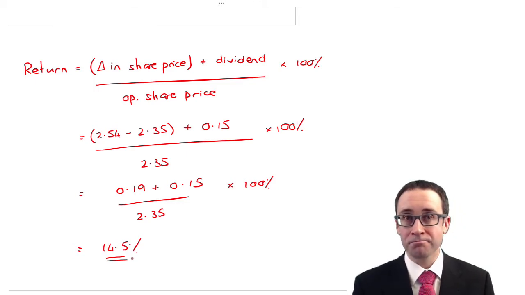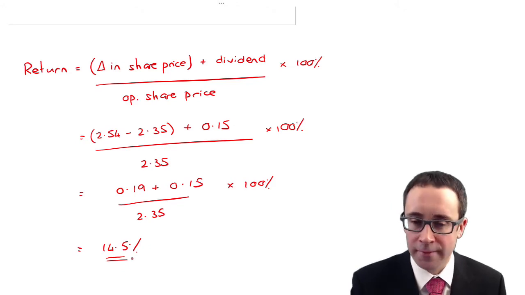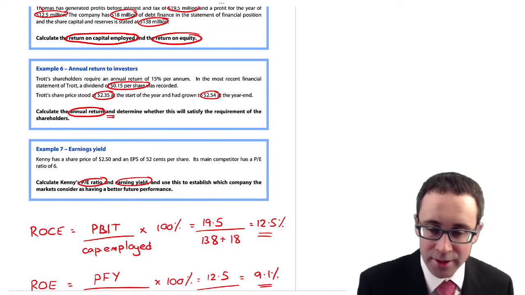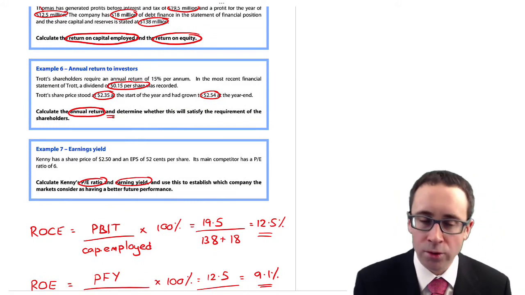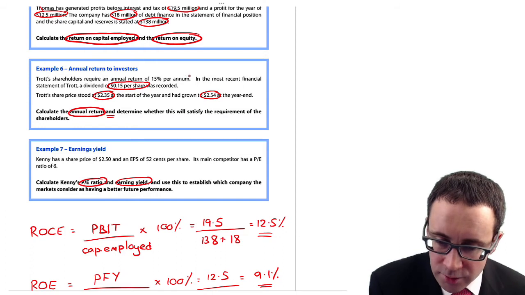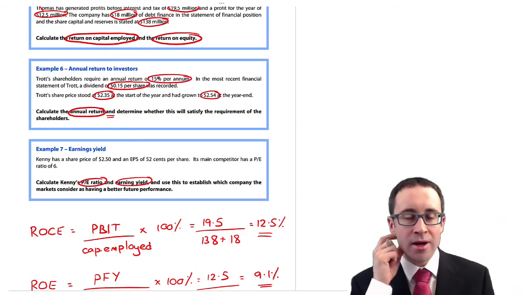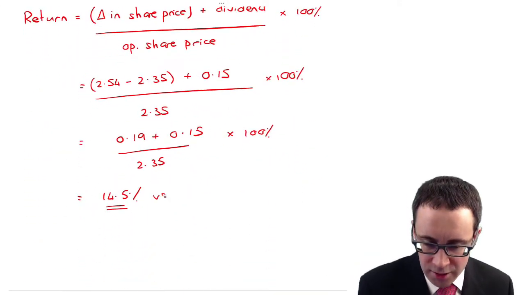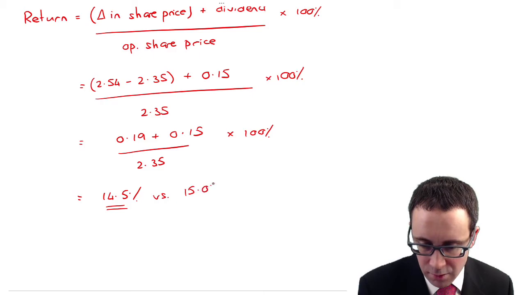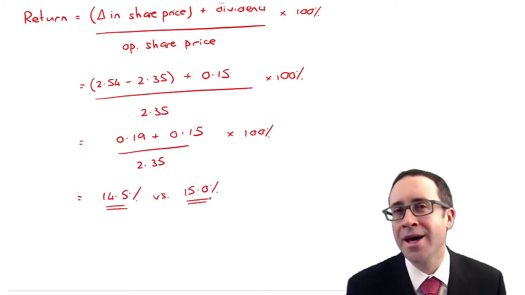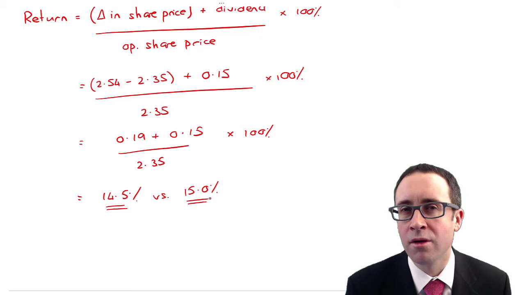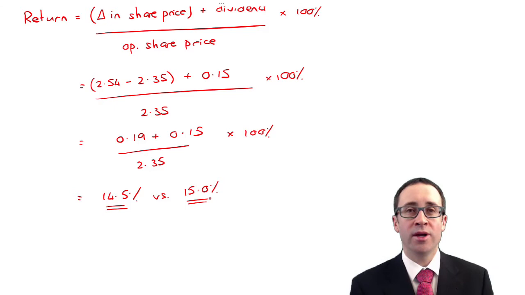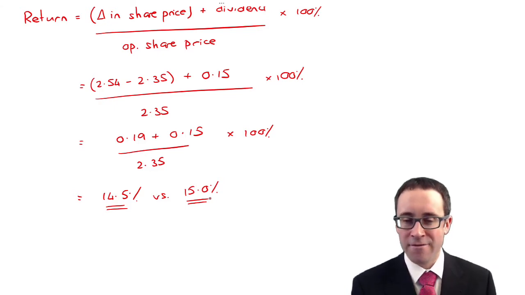Does that give me 14.5% to one decimal place? Okay, yeah, happy? That's not too difficult, is it? Then what have we got? Make sure you answer the question, there is an and in there: determine whether this will satisfy the requirement of the shareholders. Well, here, Trot, 15% per annum is what they required. So versus 15%, has it been met? Have they got 15% growth? No. The total shareholder return, the annual return that we generated was 14.5 versus 15.